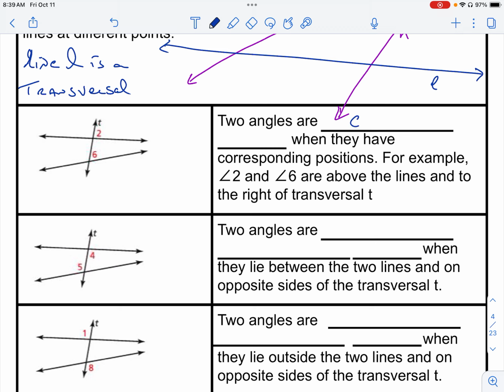So two angles are corresponding angles when they have corresponding positions. So that means same side of the transversal, same relative side to the lines. So here's 2 and 6. They're both on the right side of the transversal, and they are above the lines. That's corresponding.